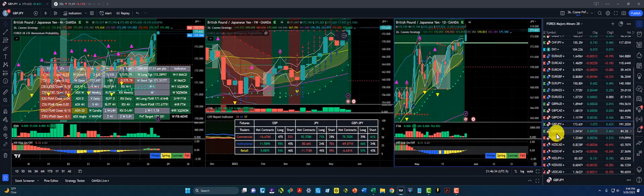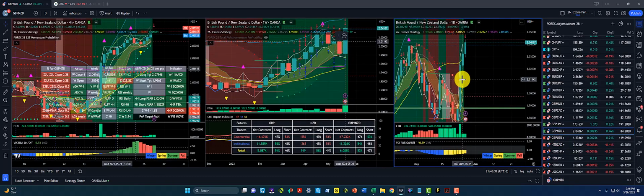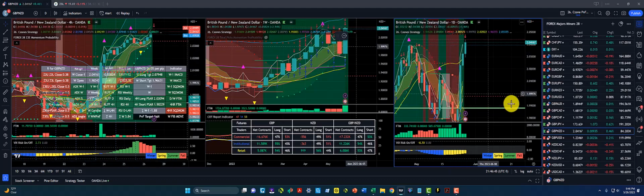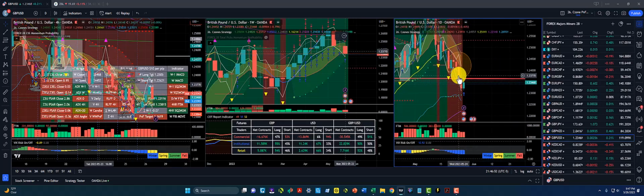Nice gain overall. British pound, New Zealand dollar, as you can see, another wonderful gain to the upside of $3,316. Overall largest gain for the week for all 28 pairs. British pound, US dollar, overall gain of $184 on one standard lot.